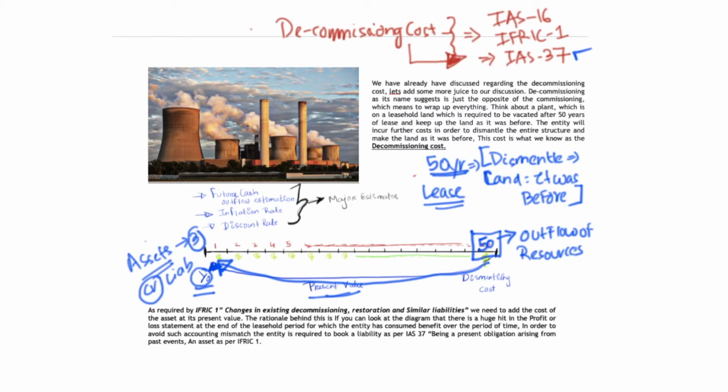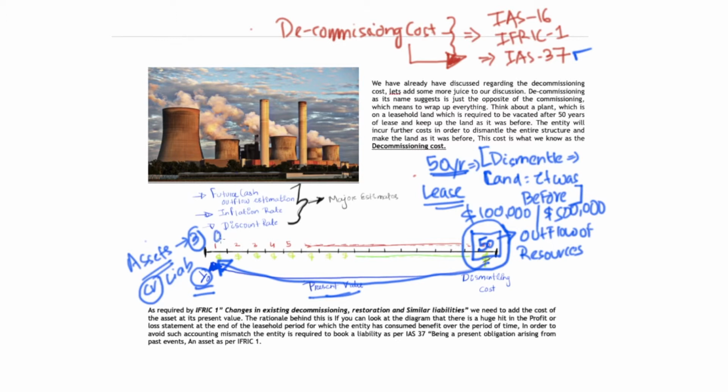So the entire computation is driven by three major factors. The first one is the future cash outflow estimation. We estimate that some outflow is going to happen at year 50. It may be $100,000 or it may be $500,000. We don't know. We've estimated the amount. That's a major estimate.